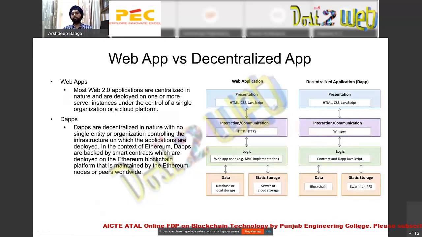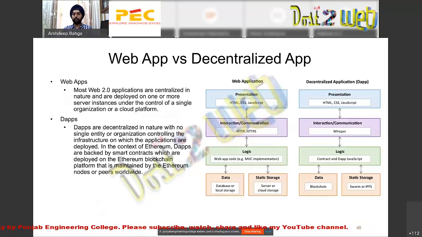Now, if we compare a web application to a decentralized application, typically in a web application, you have a presentation layer which is implemented in HTML, CSS, or JavaScript. Then we have an interaction or communication layer from the front end to the back end, which happens over HTTP or HTTPS. The backend logic is typically implemented using frameworks or models like Model View Controller, and then we have the business logic running on an application server, and the data is stored in a database, and the static files are stored in a static storage like a cloud storage.